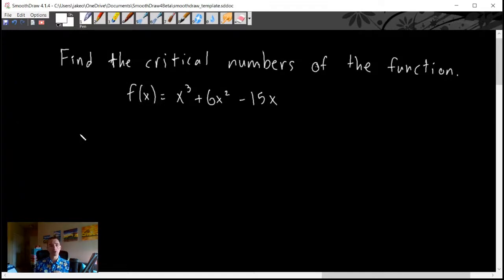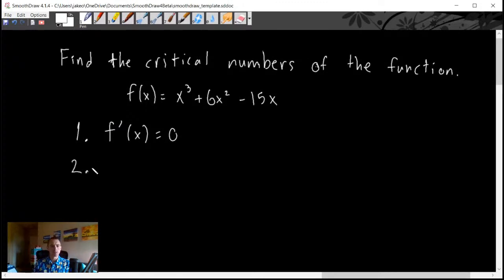Well, a critical number occurs in 2 places. There's really 2 conditions that can be met in order for a specific x value to represent a critical number of a function. First of all, a critical number will occur wherever f prime of x equals 0. So in other words, if you take the derivative of your function and set it equal to 0 and solve for x, whatever x value makes this equation be true is going to be a critical number.